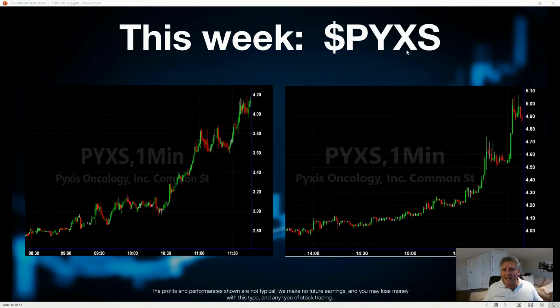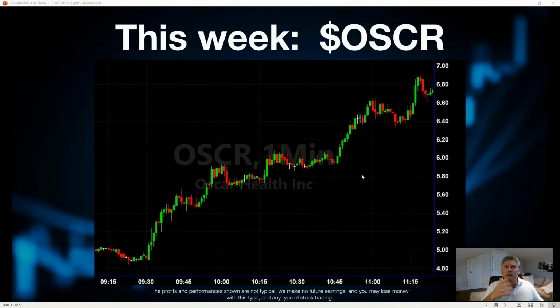How about this? PYXS. Look what happened in pre-market. A $2.80 stock. By 11:30, it was already at $4. Then the afternoon came around, and it ran from 4 to 5. These are stocks that we traded. By the way, I know we have people that logged in from Instagram or our Twitter feed. We post all these trades, all of them. Oscar. Whoever traded Oscar, here's a stock at 9:30 in the morning, it goes from 480 to 680 in less than an hour and a half.